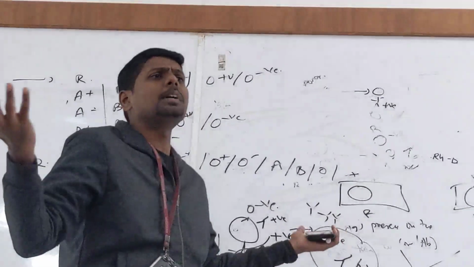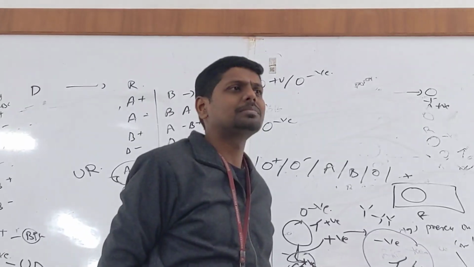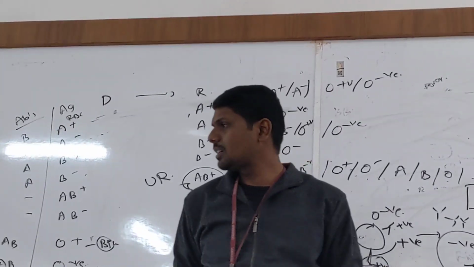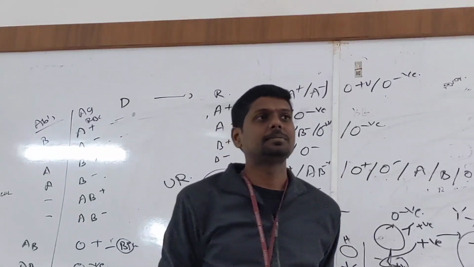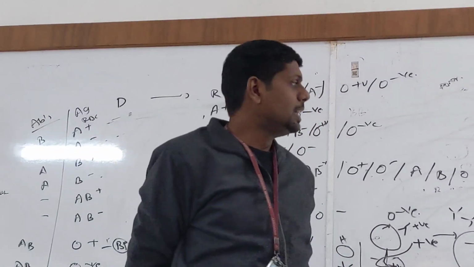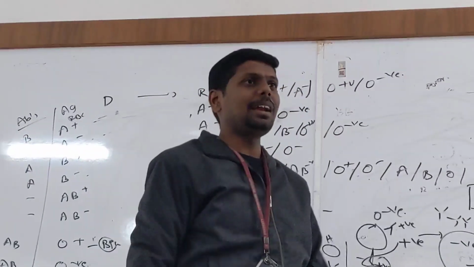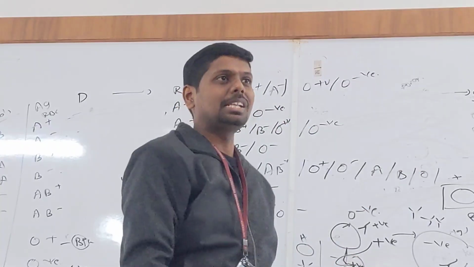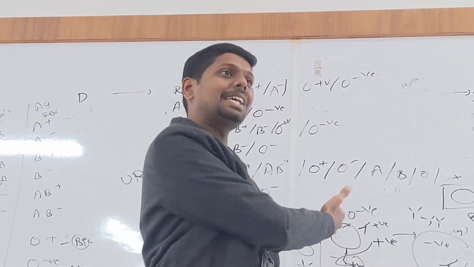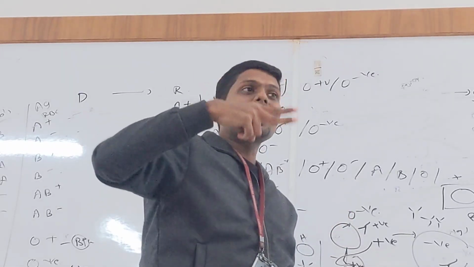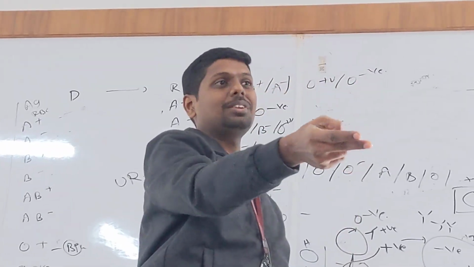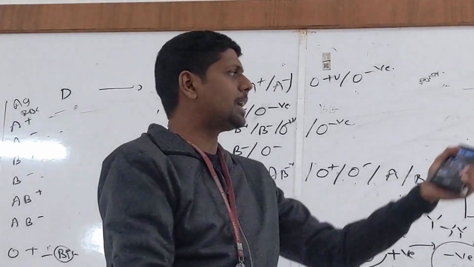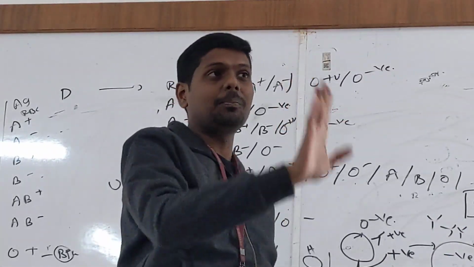Why minor cross-matching is not required? I said the rules previously. Can you guess the reason? In minor I say donor cells against recipient cells. And what the rule says, donor can have attacking antibodies to the recipient. No worries. So that's why there is no issue. There is no reason to conduct minor cross-matching. Major is important.